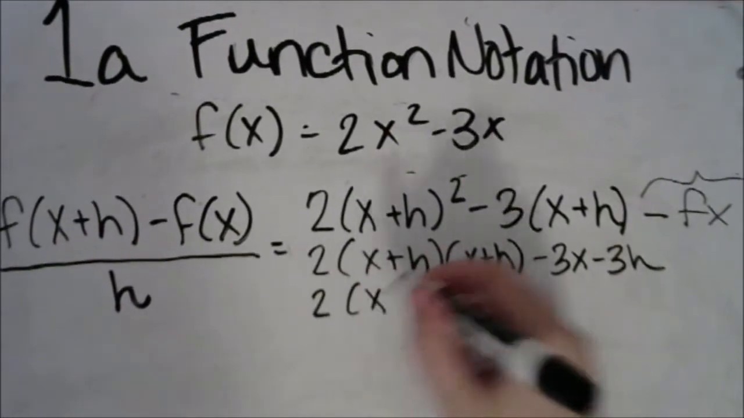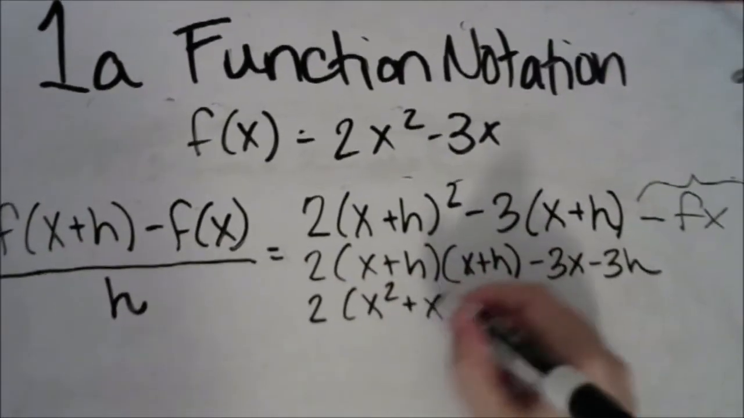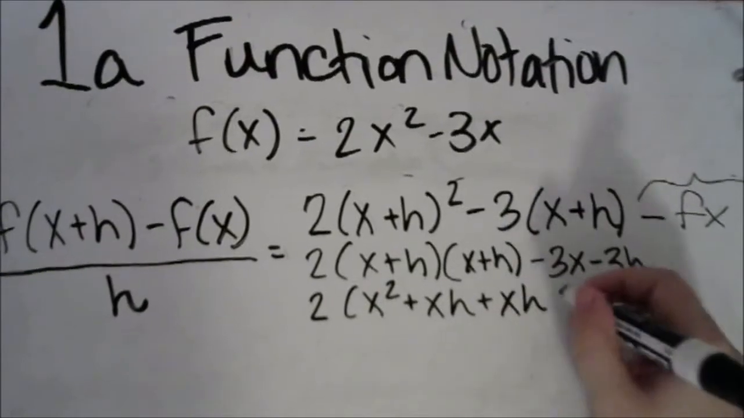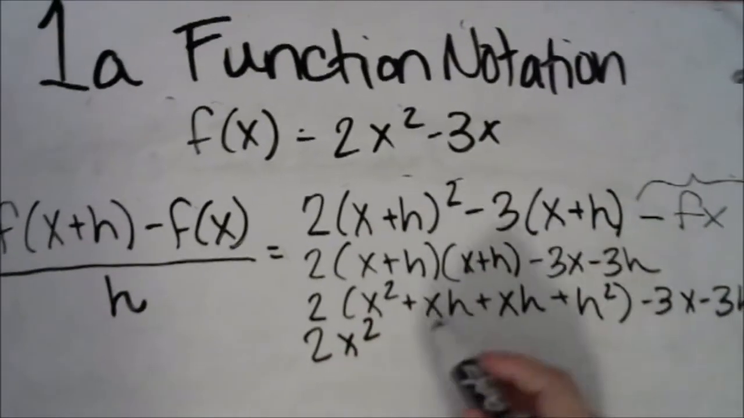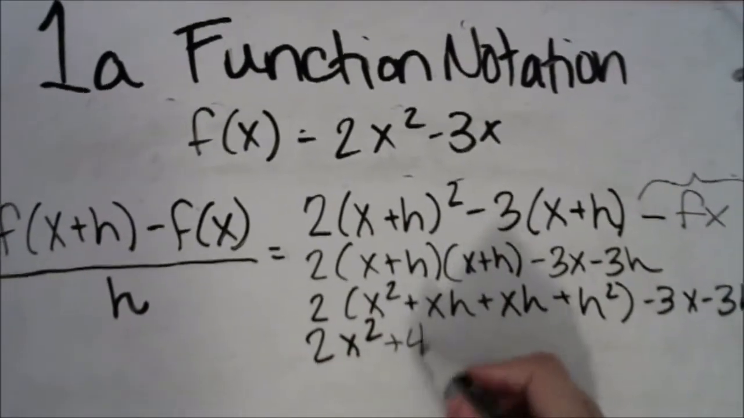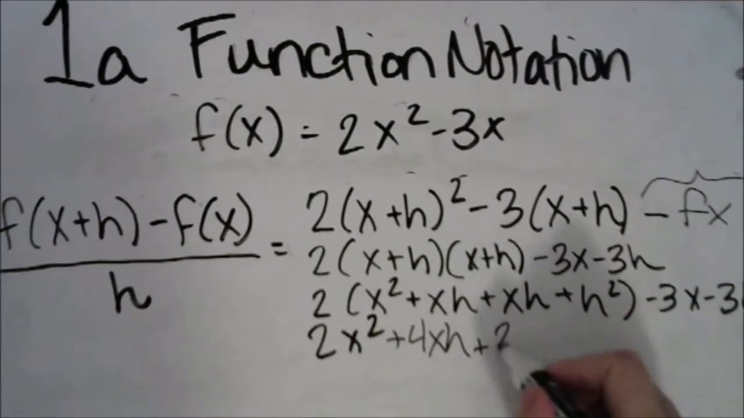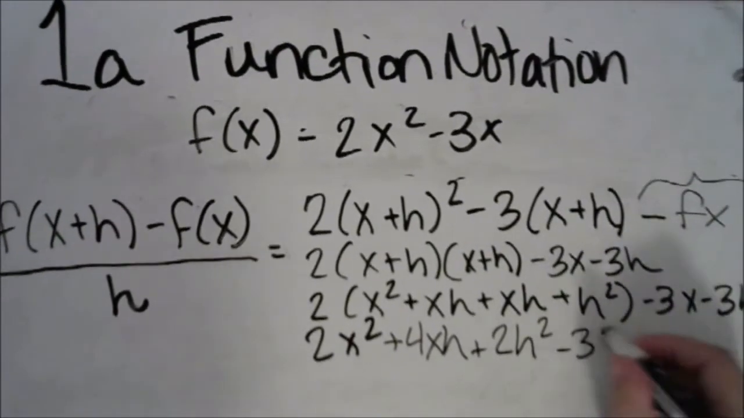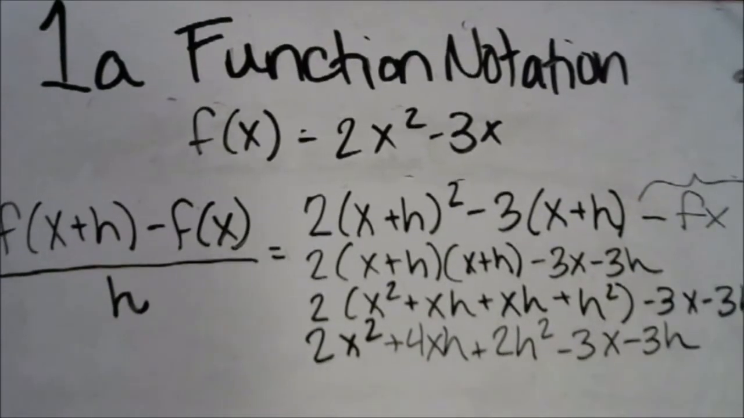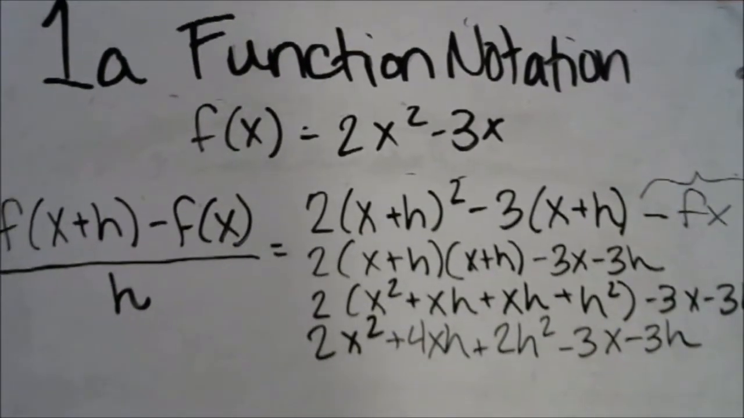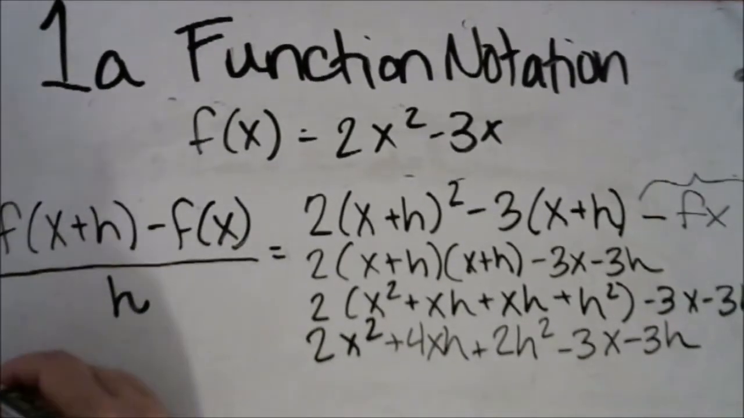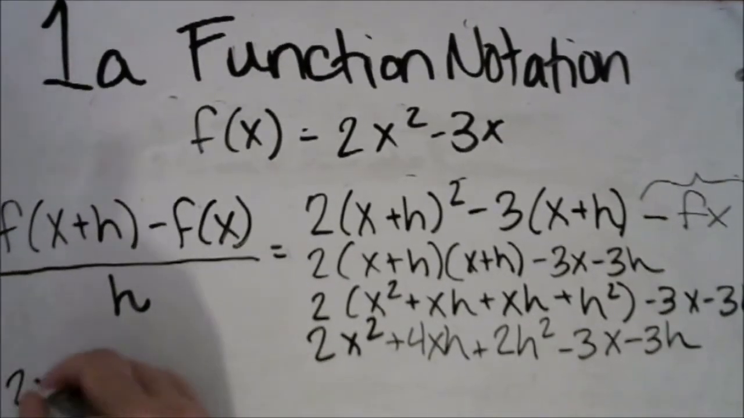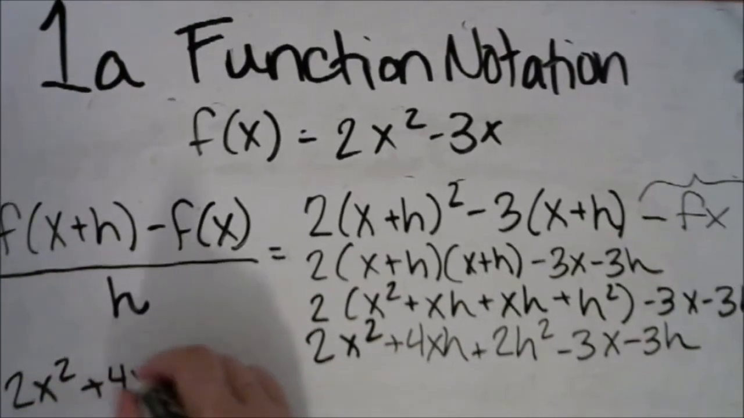Similar operation that we did last time. Add these two together before multiplying by 2. And then we're now ready to subtract f of x. So what I'm going to do is take this expression and write it farther to the left. 2x squared plus 4xh.